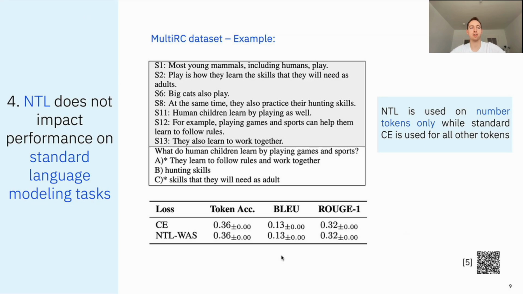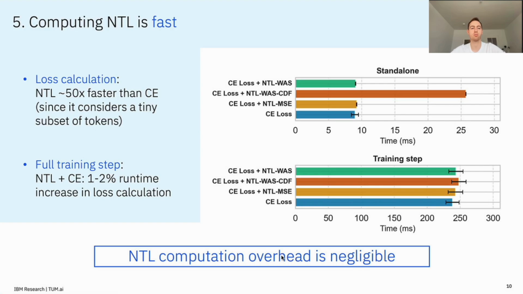Furthermore, we have seen that NTL does not impact performance on standard language modeling tasks. For this, we have carried out experiments on the text-only dataset Multi-RC, where we have seen that our performance does not decrease when using the number token loss. This can be attributed to the fact that NTL is only used on the number tokens, while for all other tokens, standard cross-entropy is used.